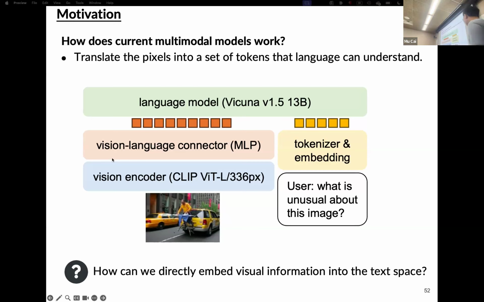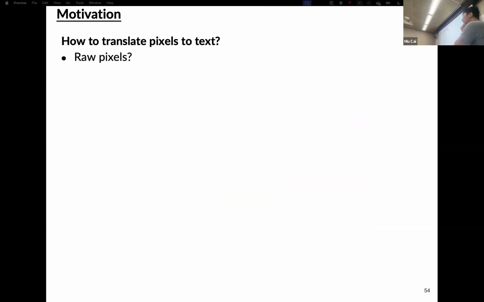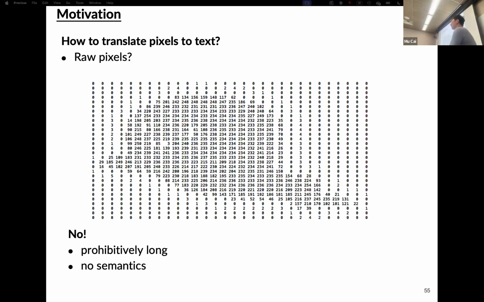Then a crazy idea is, can we directly embed the visual information into text? Can we directly go in this direction? That means we don't have a CLIP visual encoder and we don't have a connector, and we want to directly convert the pixel-level information into text. So the most straightforward approach is, can we convert raw pixels directly into a text prompt? And here is an example.